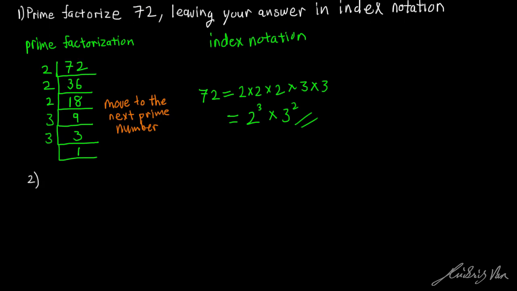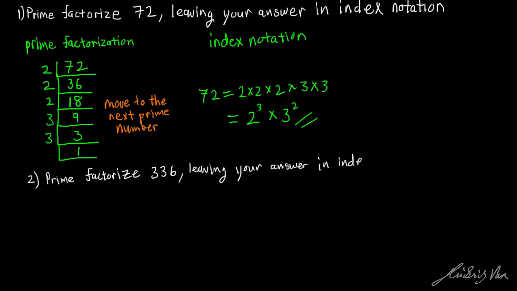Let us take a look at the next example, which is prime factorize 336, leaving your answer in index notation. We start off by asking whether 336 is divisible by 2, and the answer is yes. So we divide 336 by 2. We get 168. 168 divided by 2, we get 84. 84 we can also divide by 2. So we get 42. 42 divided by 2, we get 21.